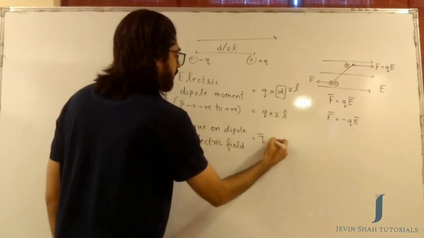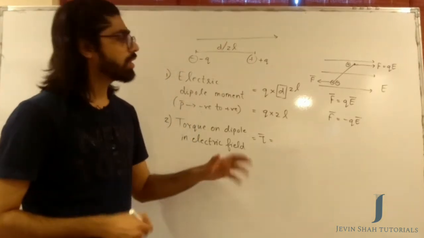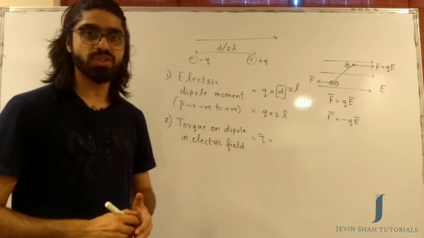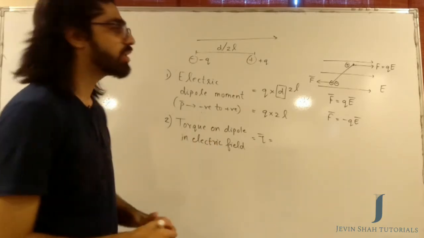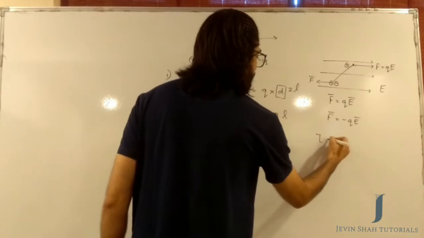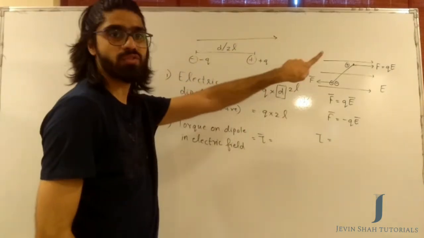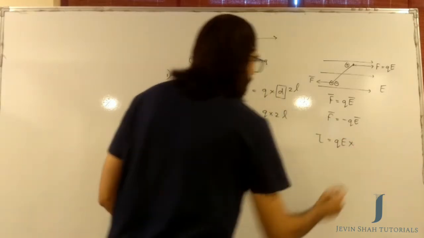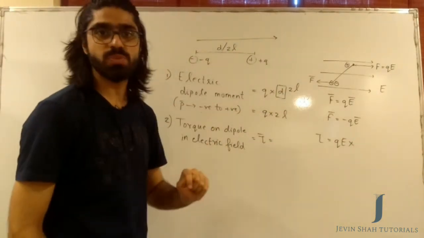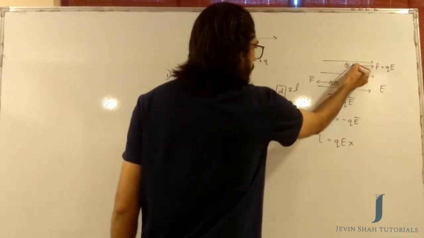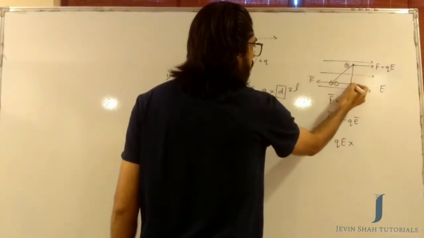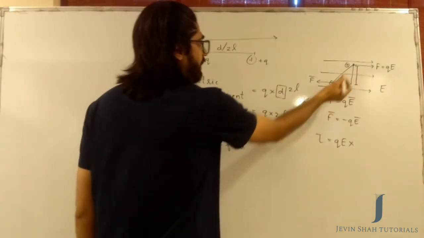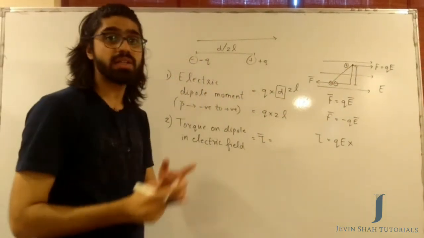So you can write that torque as tau, and if you remember, the way we write torque is the magnitude of any one of the forces multiplied by the distance between them. So we will say that the torque experienced will be the magnitude of any one of the forces, which is Q into E, multiplied by, we need the perpendicular distance between the two forces. If we just draw this line, you will realize that the perpendicular distance between the two forces is this.